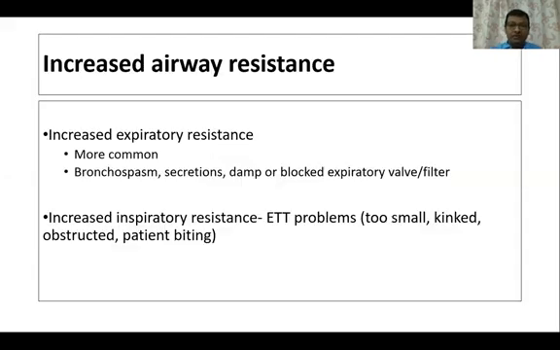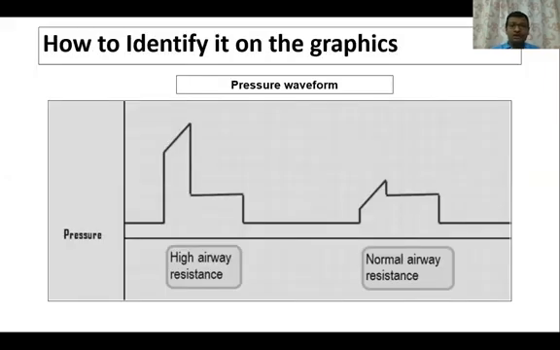So the first problem which we can identify is increased airway resistance, and it can be both expiratory and inspiratory. Expiratory is more common, and the common causes are bronchospasm, secretions, or a damp expiratory filter. Whereas increased inspiratory resistance is because of ET tube related causes. It can be a blocked or kinked tube, or a small ET tube. So how are we going to identify it on the graphics?